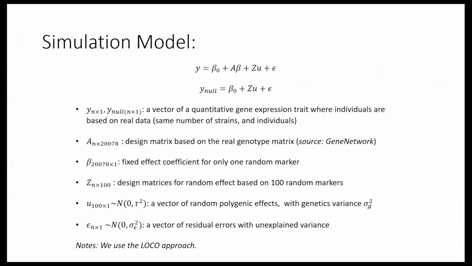And what I mean by that is, for the design matrix for the genotype, I used the real genotype matrix. I got it from GeneNetwork and I didn't change it. And for the population, I used exactly the same population from the experiment, meaning that we had the same number of strains and the same number of individuals per strain.